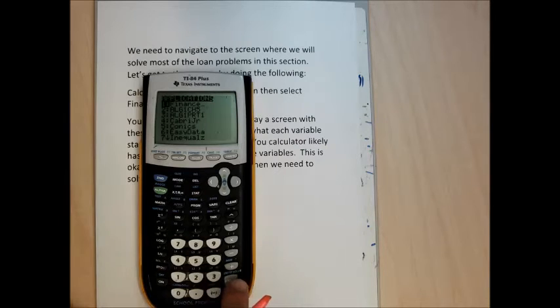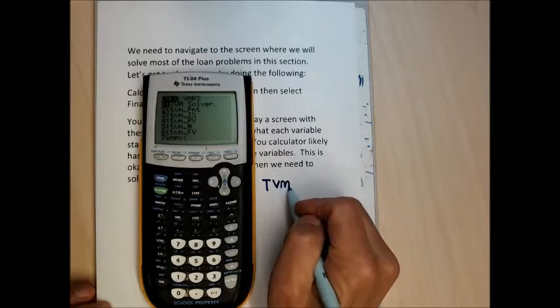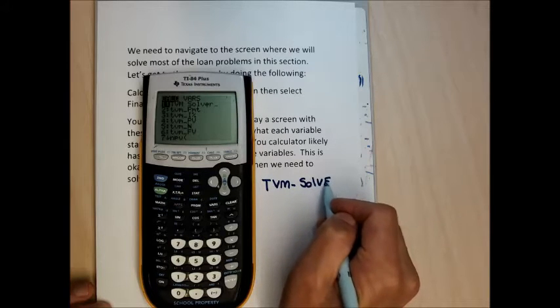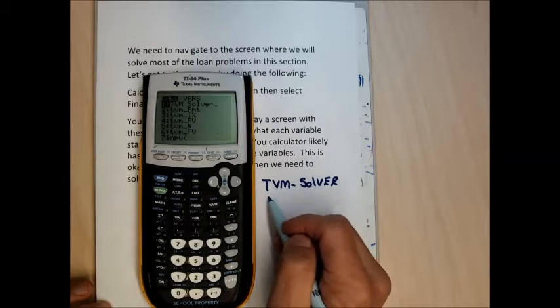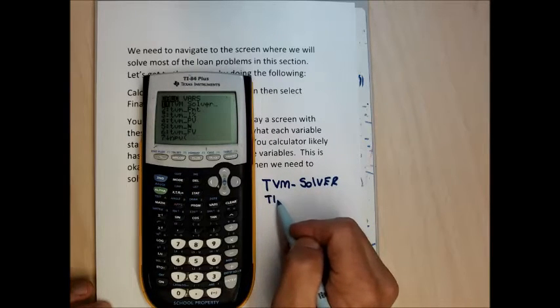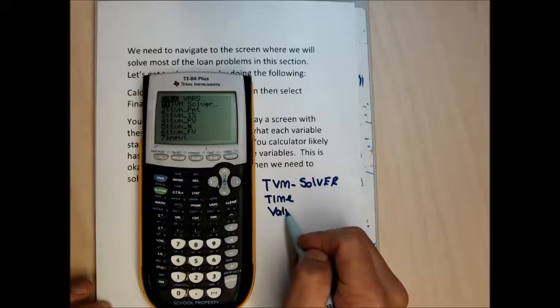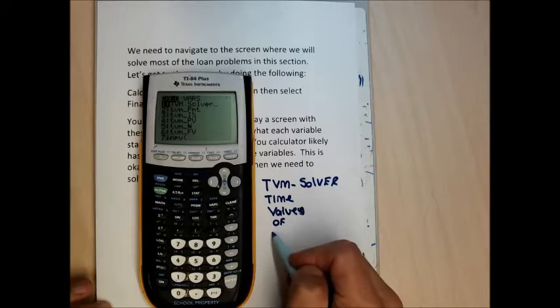I'm going to hit enter on finance, and within the finance submenus, the most common submenu that we're going to choose is TVM Solver. We're going to use a couple other things, but that's going to be the most common choice that we use when we solve money problems. TVM: T means time, the V stands for value, and the M means money.